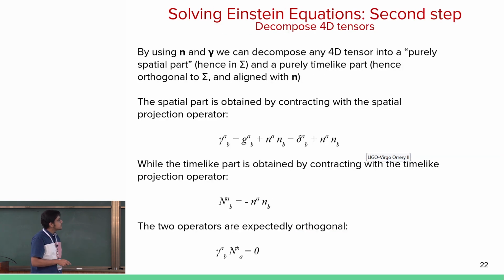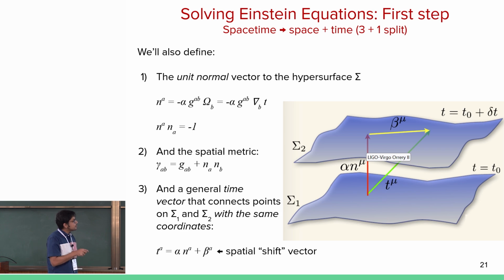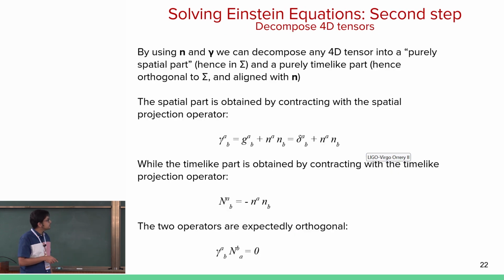Excellent. So the first step in solving Einstein's equations was to induce this split, which we have been able to do. The second step is, of course, to take all the 4D tensors in Einstein's equations and write them in terms of their three-dimensional counterparts, as well as, of course, the normal vector here, right?